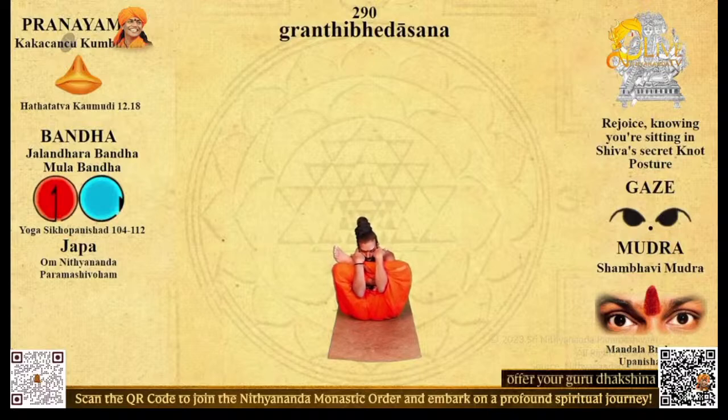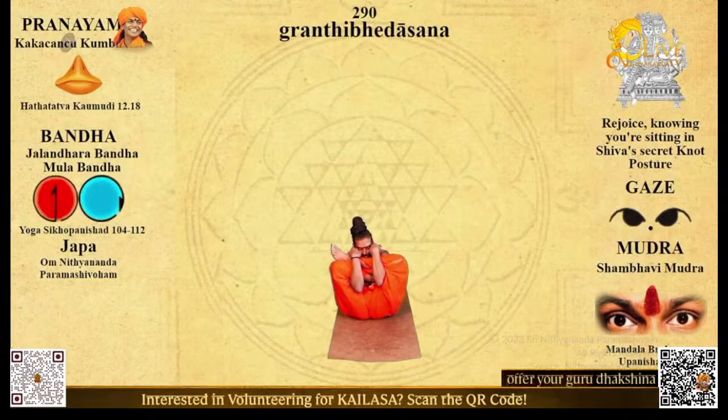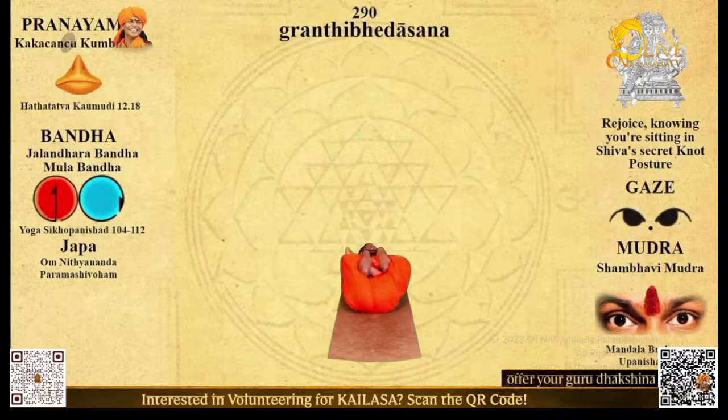Next up is Uttana Kurmasana. From the same position, roll onto your back, gaze to your nose. Keep holding onto the shoulders as you embody a turtle laying on its back.